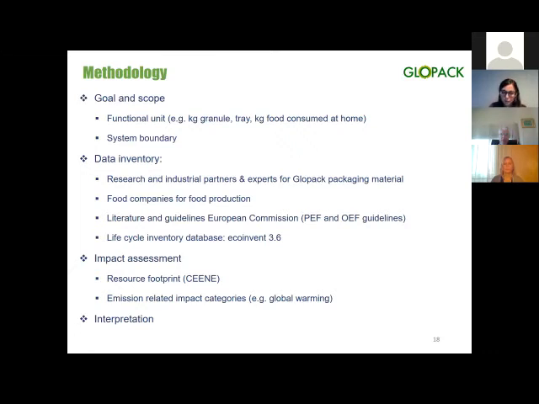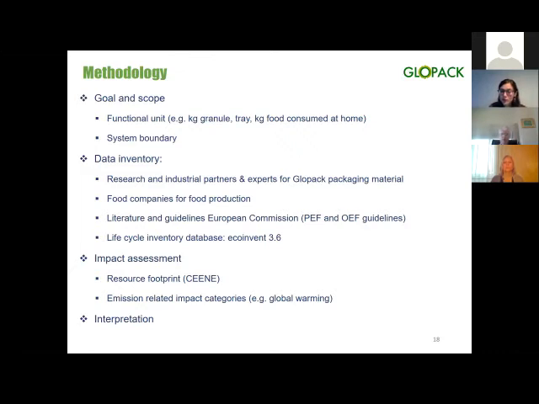Then the food production, what is happening at the company, was also collected at the company. So there we also use primary data. But for the other life cycle stages, we had to rely on literature, on the guidelines from the European Commission, and on the database EcoInvent.